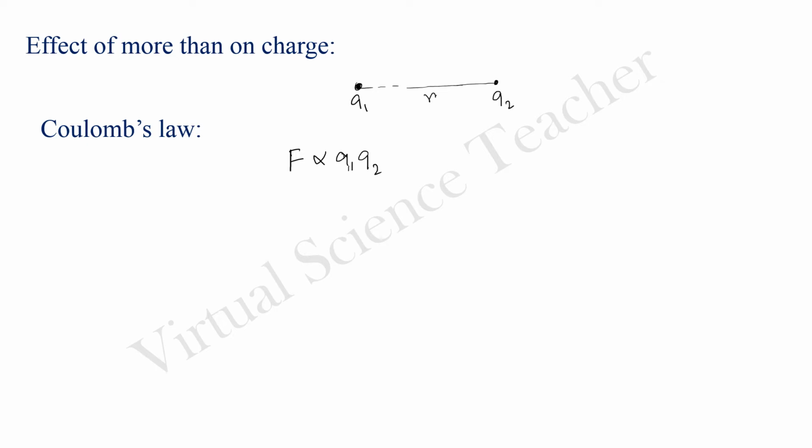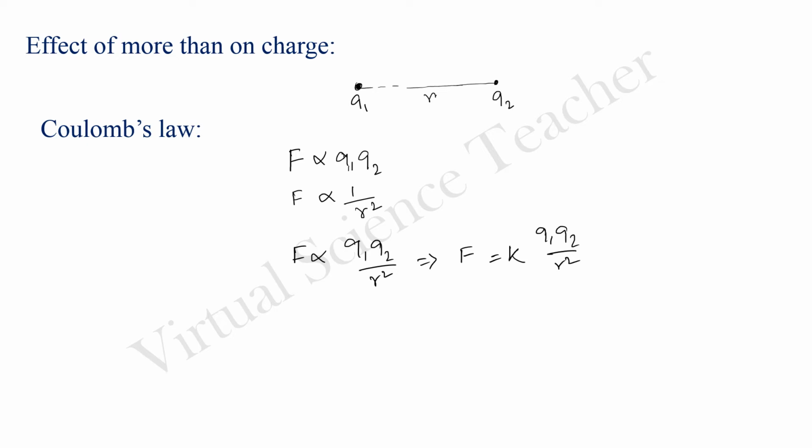And F, that means force, is also proportional to 1 by r square, that means inversely proportional to the square of the distance between these two charges. I have considered here that the distance between two charges is r. So F is proportional to q1 q2 by r square, and k is a proportionality constant.